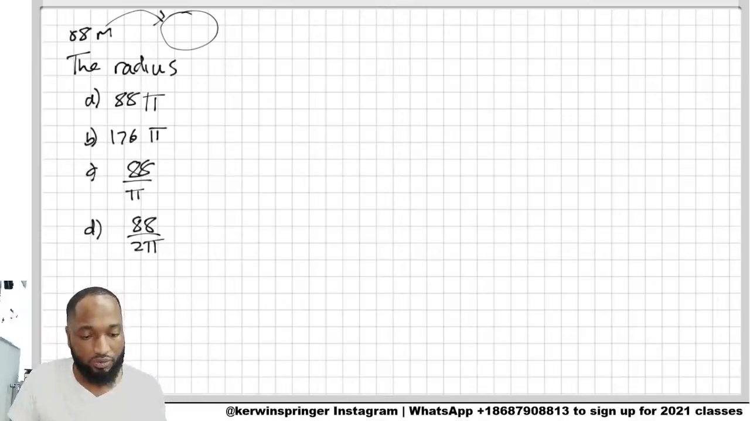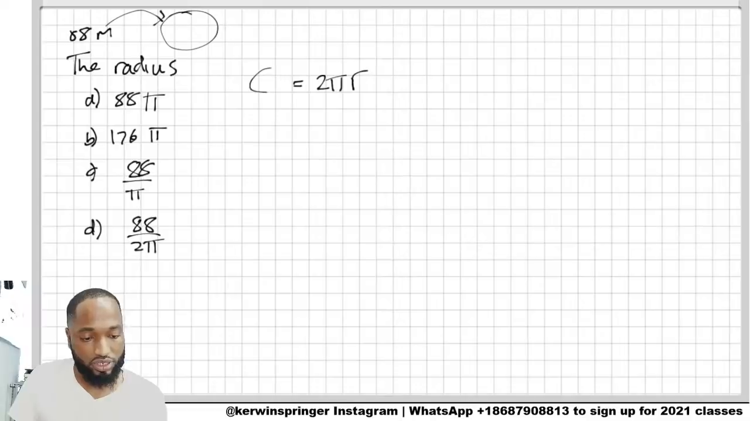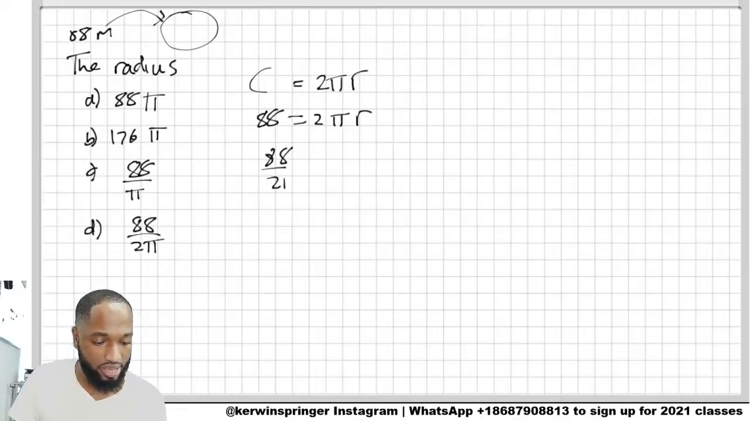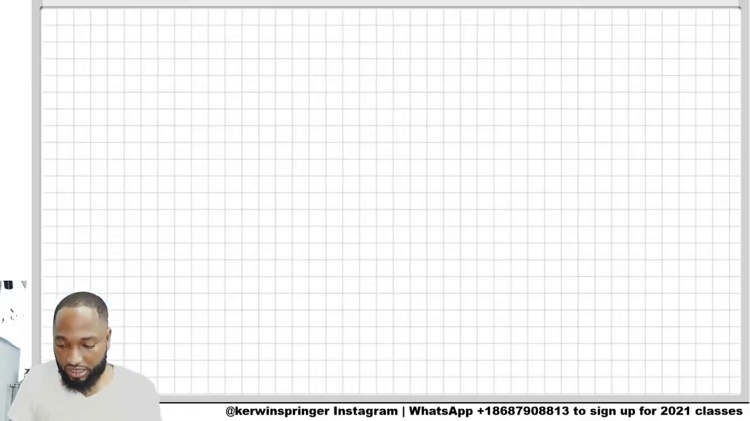The answer for this, everybody's saying, is the circumference is 2 pi r. Remember last time I made a mistake with the r or something like that? So the circumference is 2 pi r. So 88 is equal to 2 pi r, and we try to find r. So 88 over 2 pi is equal to r. Or if they had 44 over pi, whatever. So we're taking D. Next up, a vectors question.